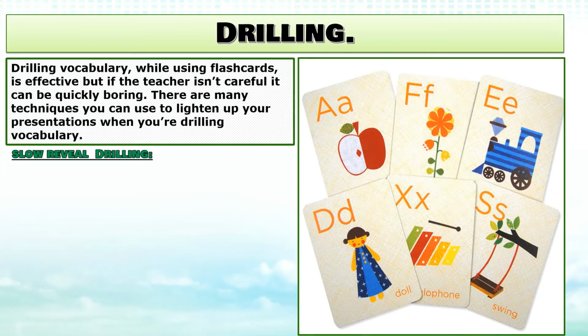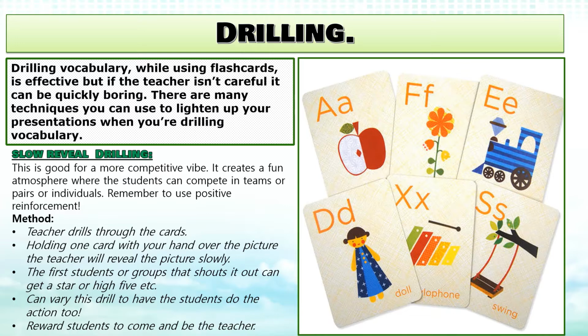Slow reveal drilling. This is good for a more competitive vibe in the classroom. It creates a fun atmosphere where the students can compete against each other in teams or pairs or individuals. Remember to use positive reinforcement when a student gets something right. The teacher drills through the cards as normal. Holding 1 card in your hand and 1 over the picture, you reveal the picture slowly, and the first student or group that shouts it out can get a star or a high five. You can vary this drill to have students do the action as well, and you reward the students to come out and be the teacher to do the revealing.